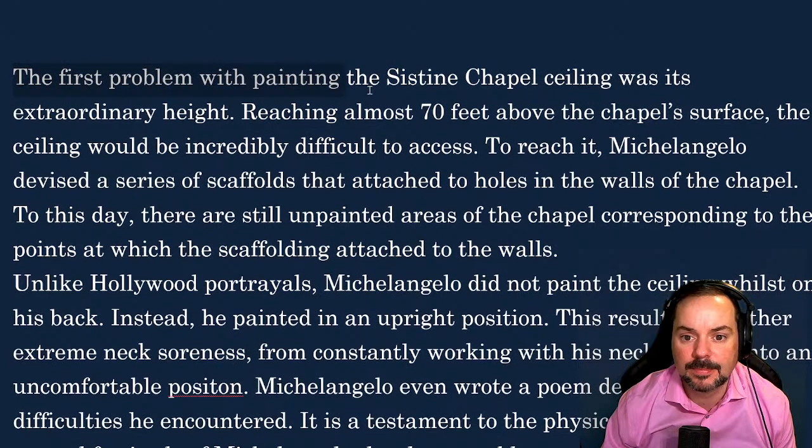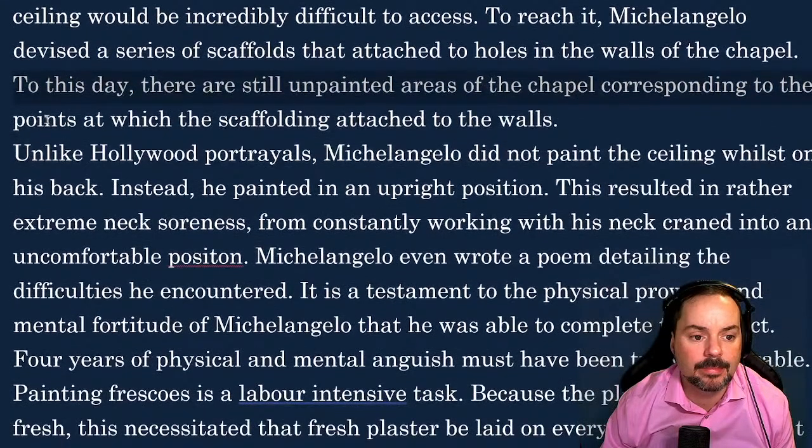The first problem with painting the Sistine Chapel's ceiling was its extraordinary height. Reaching almost 70 feet above the chapel's surface, the ceiling would be incredibly difficult to access. To reach it, Michelangelo devised a series of scaffolds that attached to holes in the walls of the chapel. To this day, there are still unpainted areas of the chapel corresponding to the points at which the scaffolding attached to the walls.